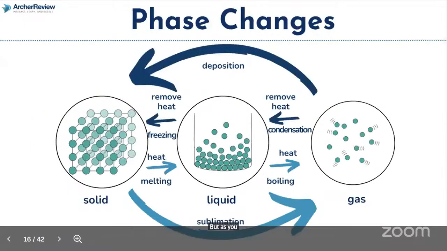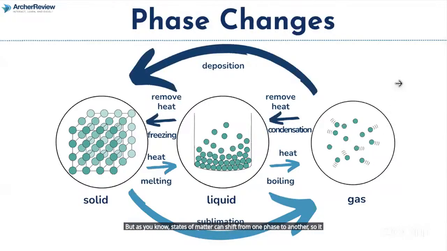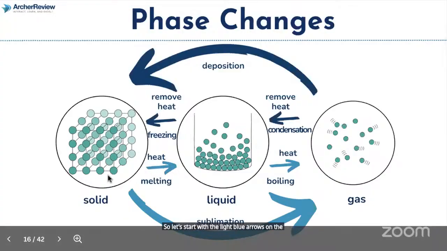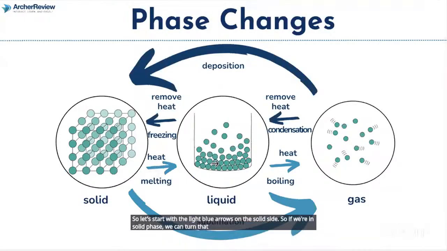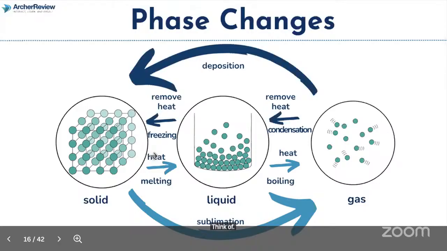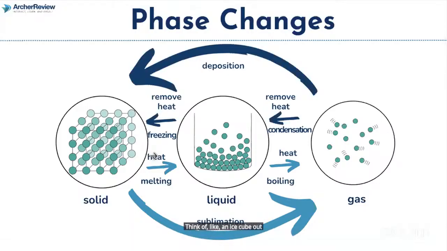But as you know, states of matter can shift from one phase to another. So it looks like there's a whole lot going on in this visual, but let's go ahead and just follow one set of arrows at a time. So let's start with the light blue arrows on the solid side. So if we're in solid phase, we can turn that solid into a liquid phase by melting. So how do we melt? We add heat. Think of like an ice cube out on a sidewalk here in the Midwest. It's starting to get warm here. Summer is finally starting to make its way in.